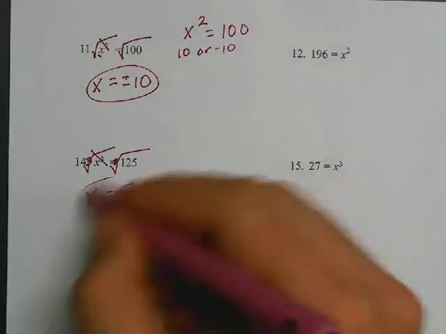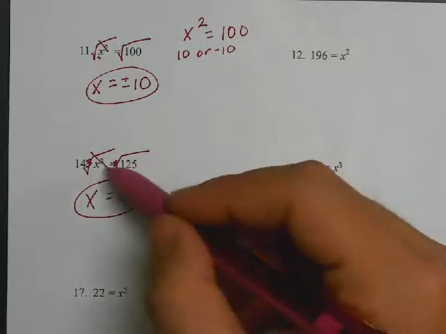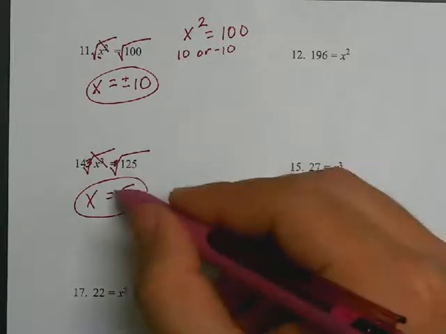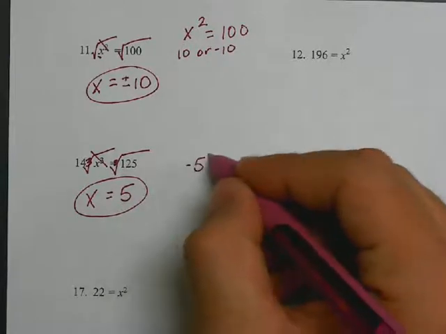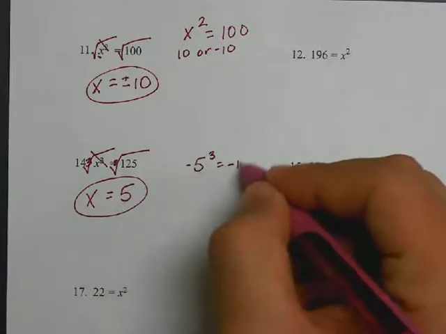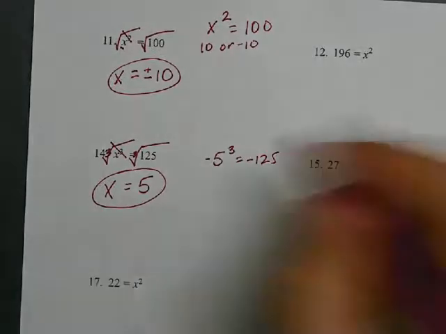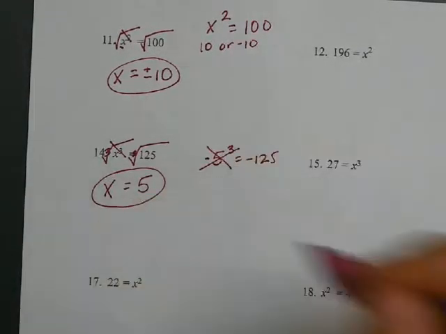Now don't get it confused. When you cube, it's not positive or negative here, it's just positive, because negative 5 cubed would actually equal negative 125, which is not what we want. So that won't work. It's just simply positive.